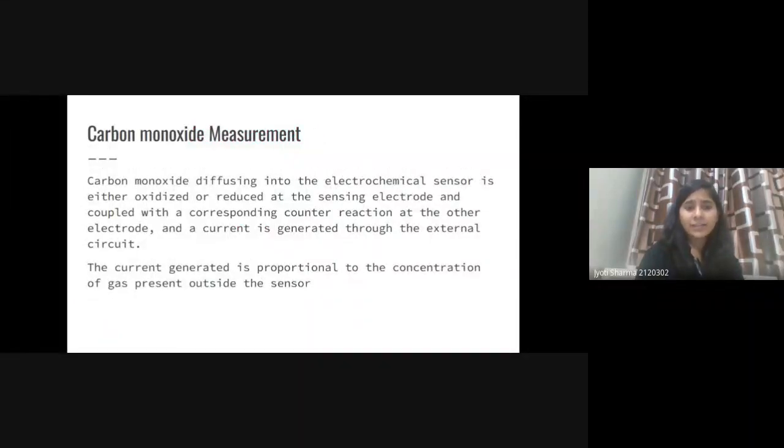So carbon monoxide diffusing in the electrochemical sensor is either oxidized or reduced at the sensing electrode, and coupled with the corresponding counter reaction at the other electrode, and current is generated through the external circuit, and the current generated is proportional to the concentration of gas that is present outside the sensor.